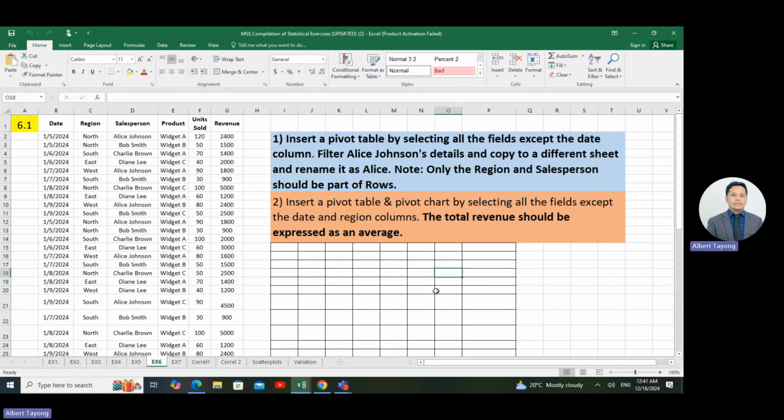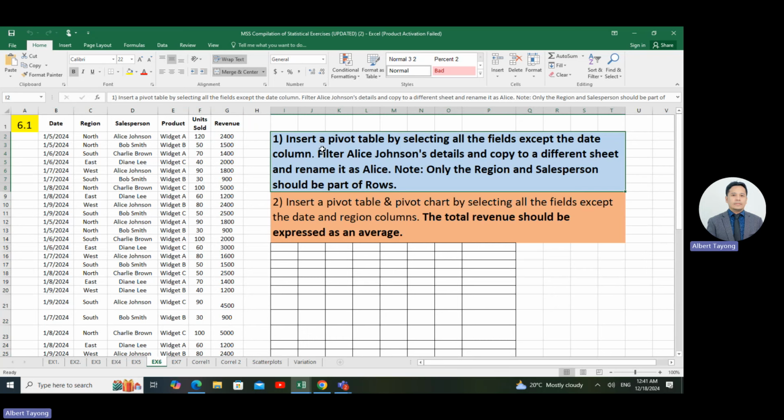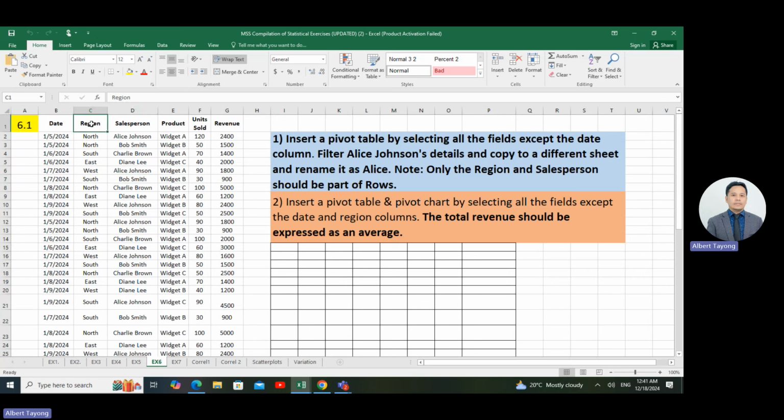Hello there. Today we're going to solve these exercises, which are part of your revision. We're going to start with the pivot table and pivot chart. On the left, you can see some columns starting from date, region, salesperson until revenue. This is our data, and we're supposed to insert a pivot table by selecting all the fields except the date column. So it means we're going to include the region, salesperson, product, units sold, and revenue.